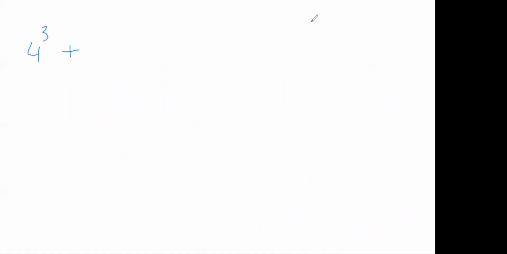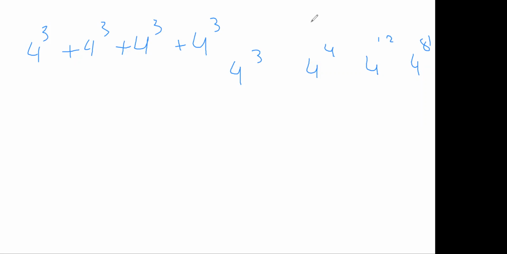4 power 3 plus 4 power 3 plus 4 power 3 plus 4 power 3. And he is asking you this one equals 4 power 3 or 4 power 4 or 4 power 12 or 4 power 81. Choices. How to solve this type of questions? You took it in grade 7. Okay, I have two ways here. As you see here, the same number is repeated. It is the idea of multiplication.